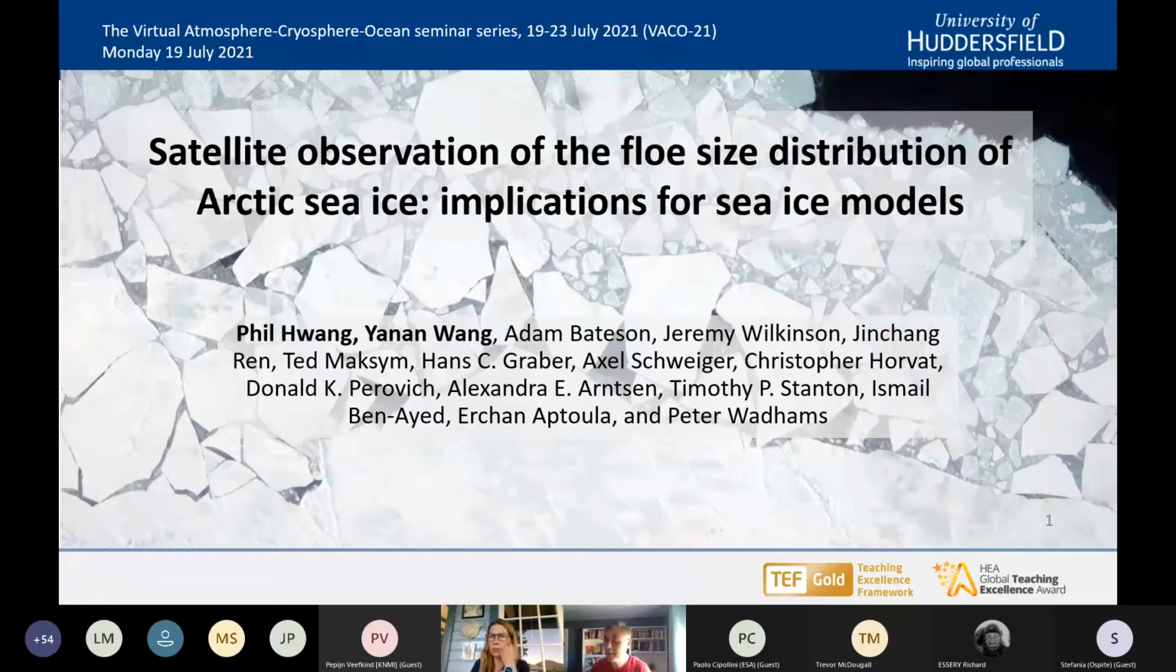Today's talk is about the flow size distribution of sea ice. I just want to highlight this one because throughout the talk I'm talking about the floe size only, which is the size of the ice floes of the Arctic sea ice. But I want to point out this particular parameter has not been routinely observed by the satellite.